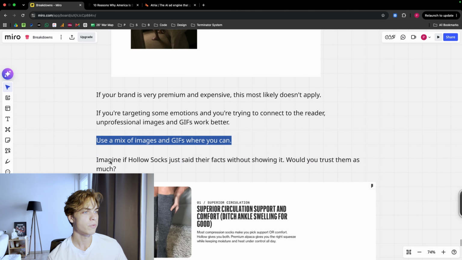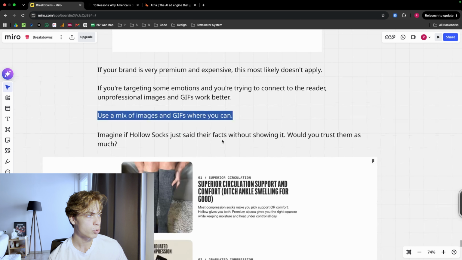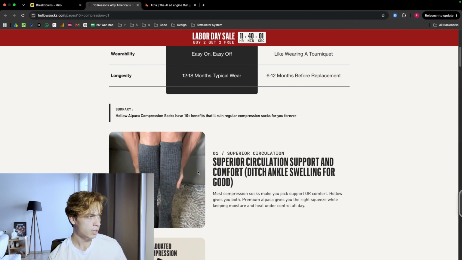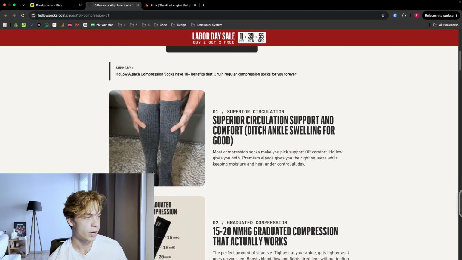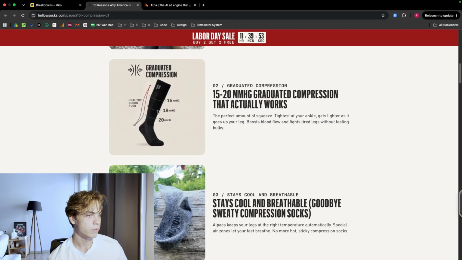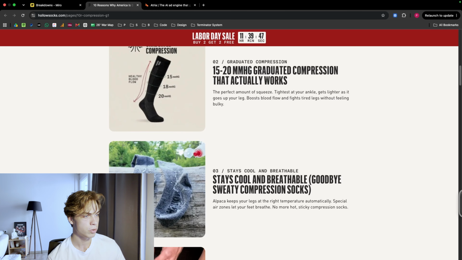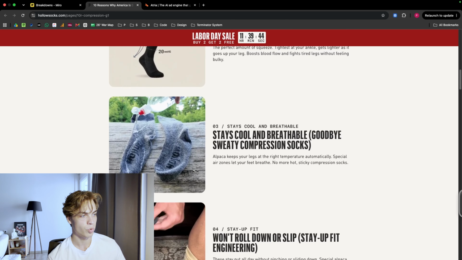Just imagine if Hollow Socks just said their facts without showing it. Would you trust them as much? Now let me show you what I mean, right? If, for example, they say superior circulation, support, and comfort, they are showing how comfortable they are here. This is a very simple GIF. This one says stays cool and breathable, goodbye sweaty compression socks, and they show water literally sliding off of them, right?